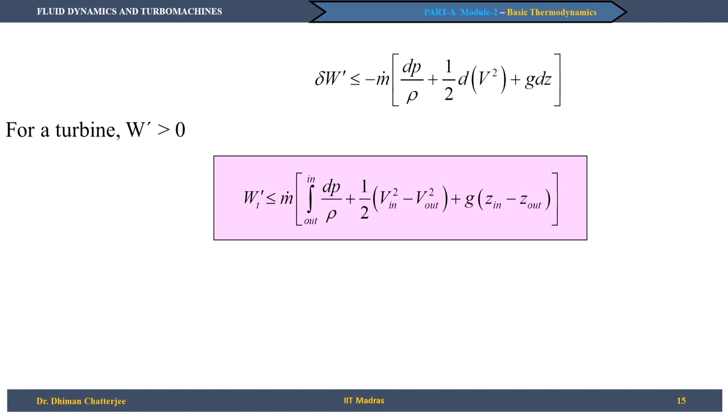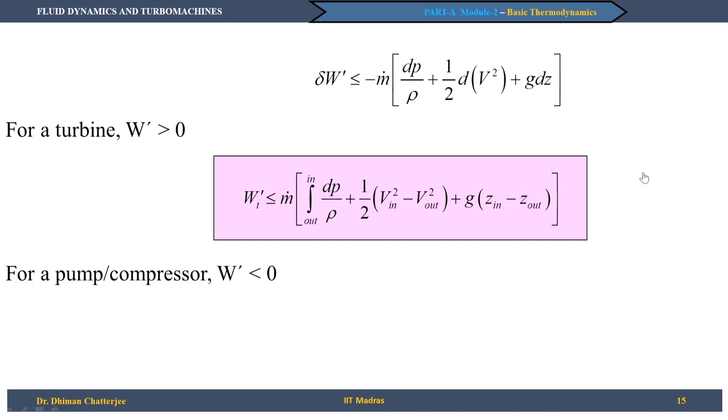So, we get that Wt prime is less than m dot times the integral from in to out of dp by rho plus half v in square minus v out square plus g times z in minus z out. Please note and take care of this inequality sign. That means under no circumstance can the turbine have any power output greater than this value. That violates the second law of thermodynamics. In fact, for all real applications this equal to sign also is not valid, and we will have the upper limit only as an ideal case for an isentropic flow.